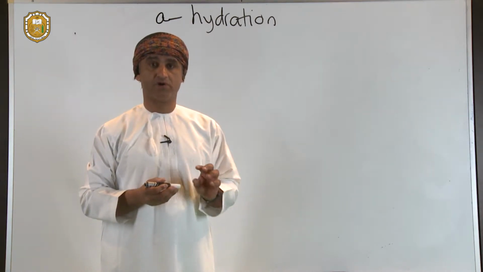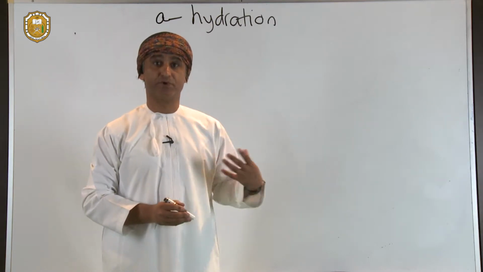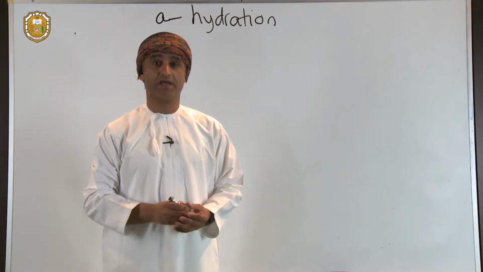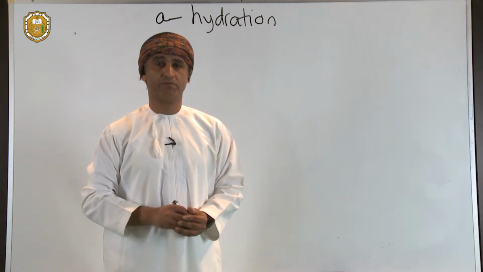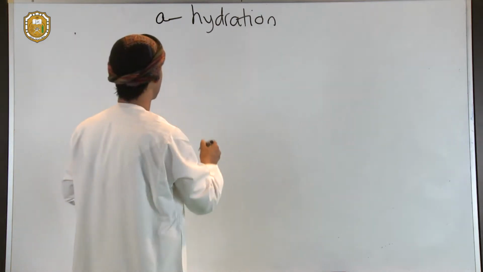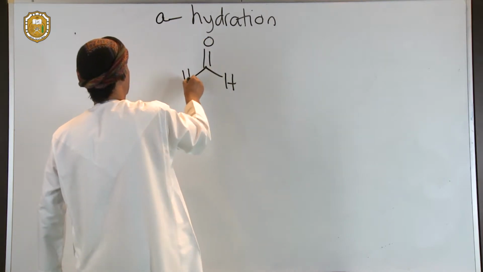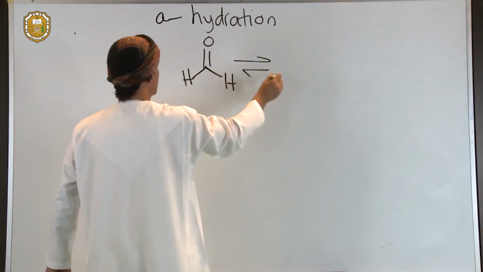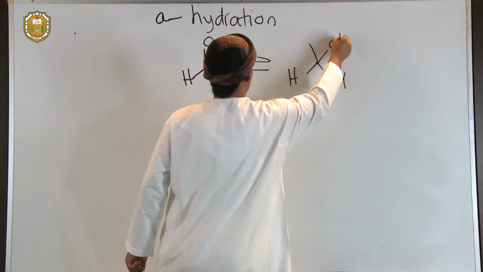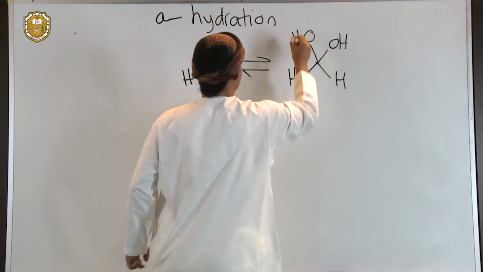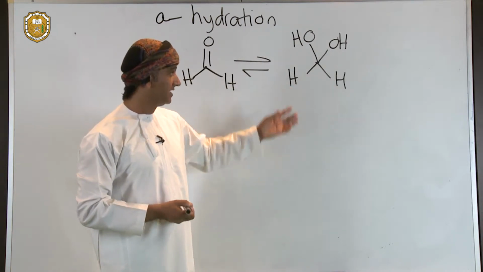Formaldehyde undergoes equilibrium reaction to form the corresponding addition product, the corresponding hydration product, where there are two hydroxyl groups attached to carbon of the carbonyl group. That's a diol. So let's write that reaction. Formaldehyde undergoes equilibrium with the corresponding hydration product. If you look at that product, it's actually a diol.